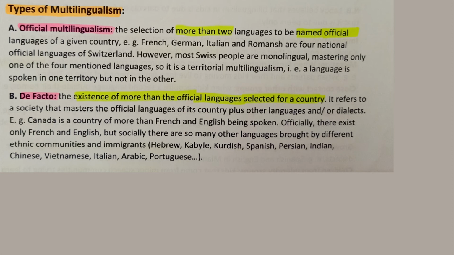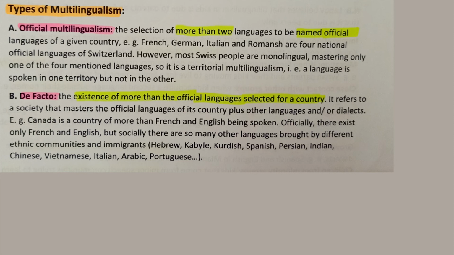However, there's an exception. Most Swiss people are monolingual. They only master one of the four languages that I mentioned: French, German, Italian, Romansh. It is called territorial multilingualism. That is to say, a language is spoken in one territory but not in the other. But still, these four languages are named official languages of the country of Switzerland. Therefore, the country has what we call official multilingualism.